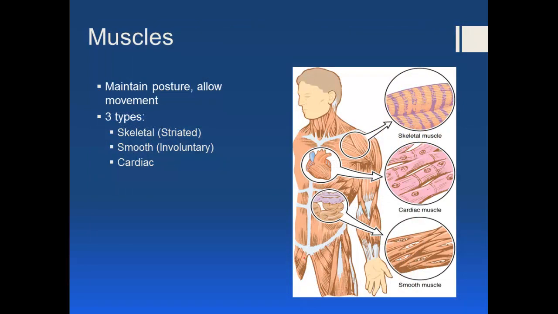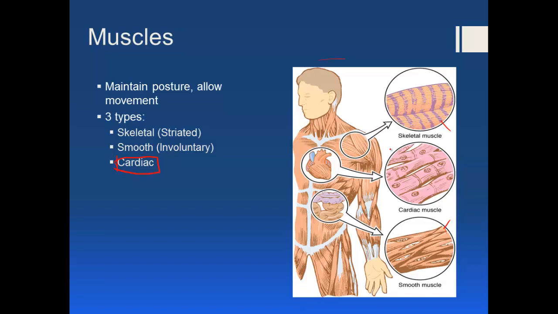All right, so muscles. Muscles are important to allow us to maintain posture, and they allow us to move. They also do some other things that we don't necessarily have control over. For example, the heart. The heart is made completely of muscle. It's a particular type of muscle called cardiac muscle. Very specific. And you can see in this picture how it looks different from the skeletal muscle and the smooth muscle.